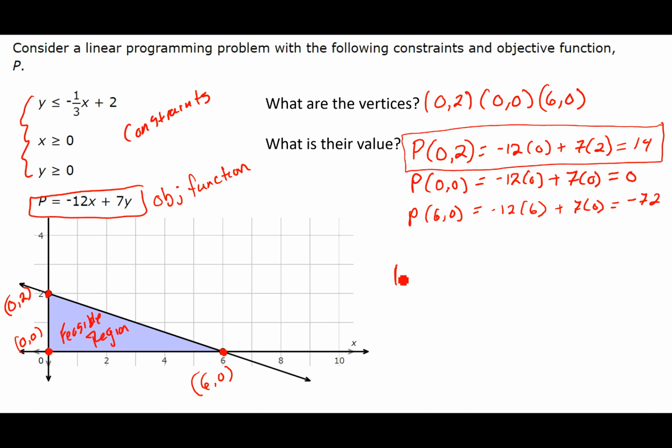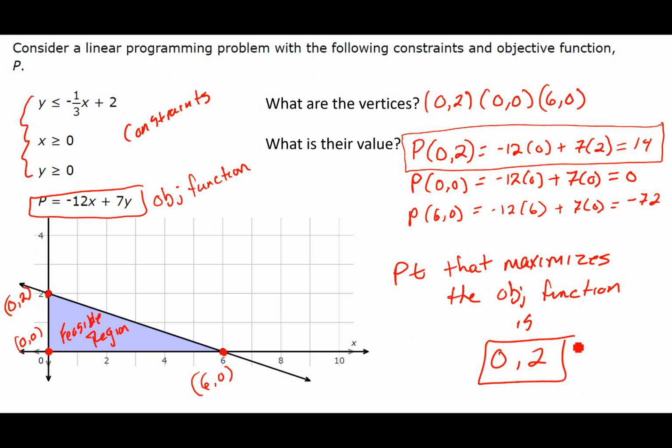So the point that maximizes the objective function is 0, 2. And that would be your final answer. After all of this work, you're going to get an x value and a y value. You can write it as a coordinate. So in this case, it's just 0, 2.